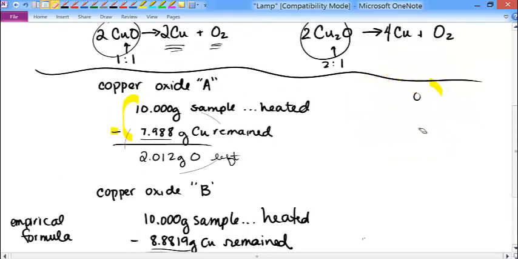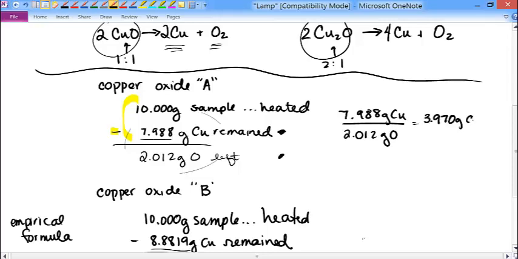So for copper oxide A, I'm going to do a ratio of copper to oxygen. So 7.988 grams of copper to 2.012 grams of oxygen. And if you plug that into your calculator, you get 3.970 grams of copper for every 1 gram of oxygen. Kind of tells me how much copper I get for a gram of oxygen.